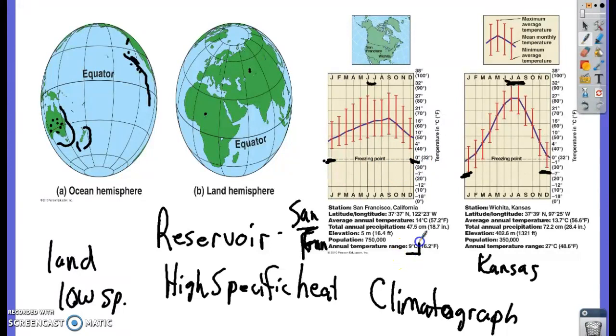Down here at the bottom, it points out the average temperature range in California is basically about 16 degrees Fahrenheit, and it's about 48.8 over here in Canada. So there's a lot more variation in the temperature, and that's primarily because San Francisco is next to the ocean, which moderates its temperature range. Wichita Falls is farther away.